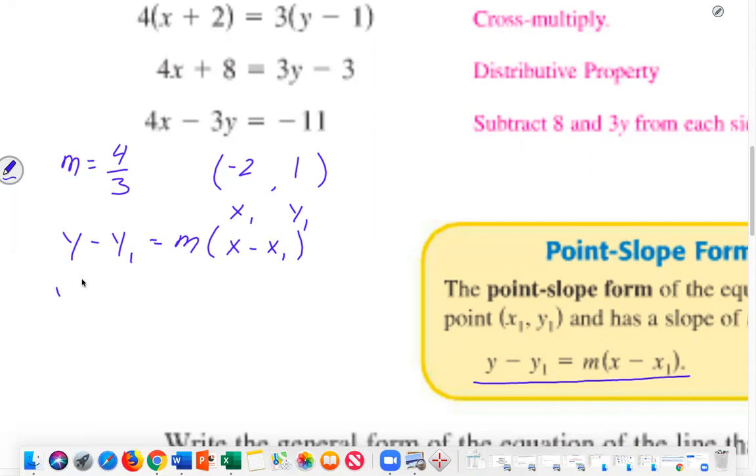Here's what they do. They substitute. y1 was 1, m was 4/3, x is x, x1 was -2. So you substitute that in. Now they clean it up. But I believe in WebAssign, you could actually leave it like this.